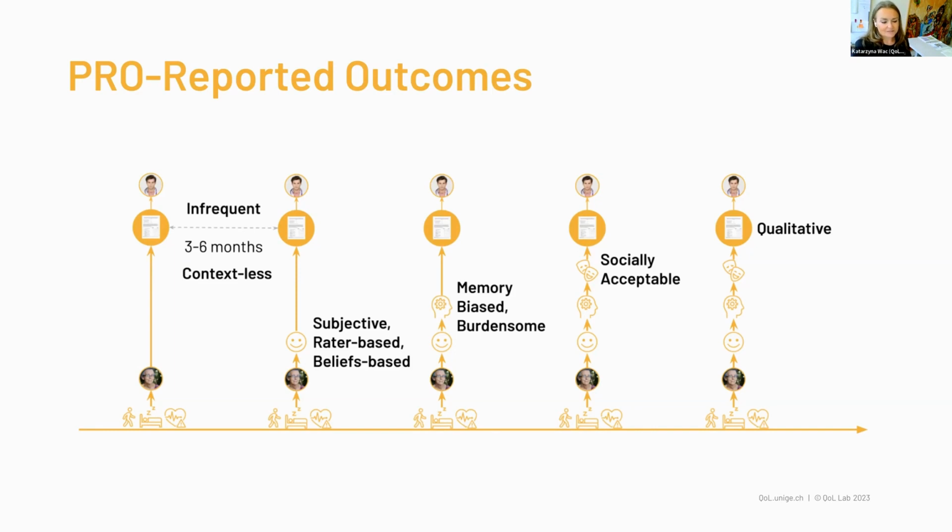Memory bias, burden on some. Maybe there are some questions which we do not want to answer because of social acceptability, right? It could be something about smoking or alcohol, where we do not want to disclose what our real behaviors are, and quite qualitative at the end. So these are the patient-reported outcomes.